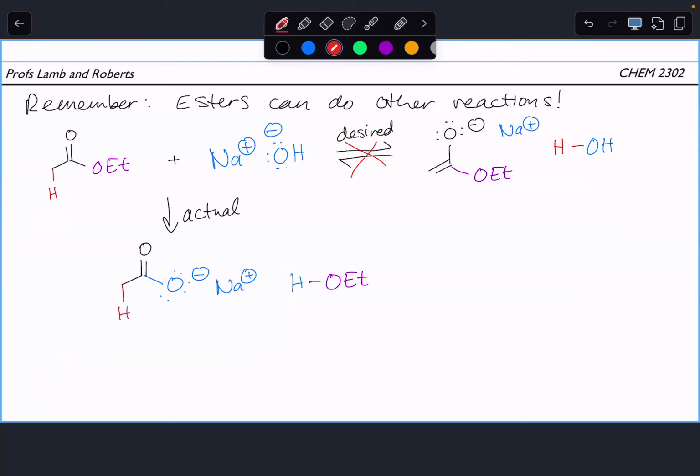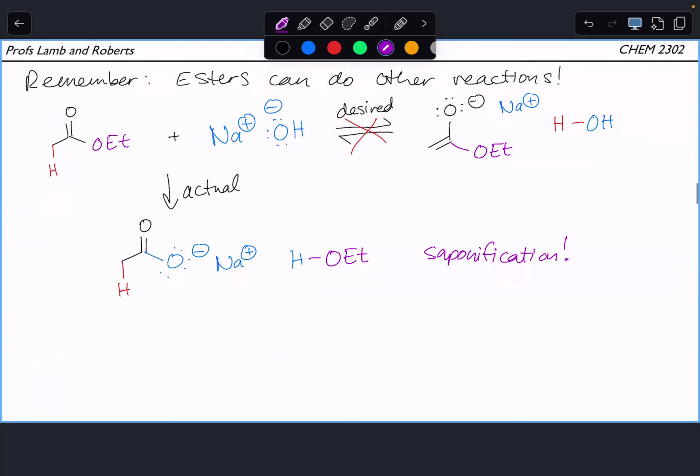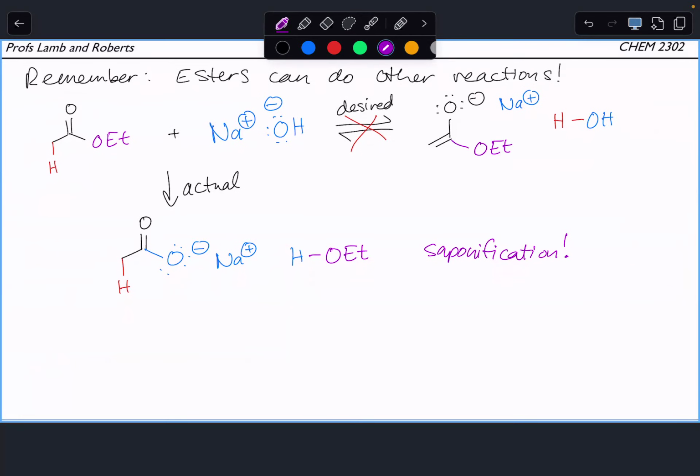And so your alpha proton doesn't react at all. You do saponification instead, which is the hydrolysis of esters to the carboxylate under basic conditions. So you've got to remember that that can happen. So instead, how do we get around this problem?